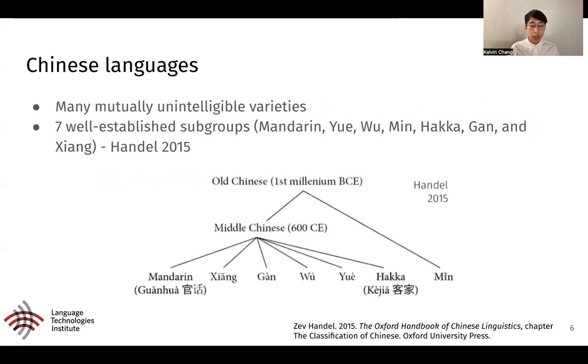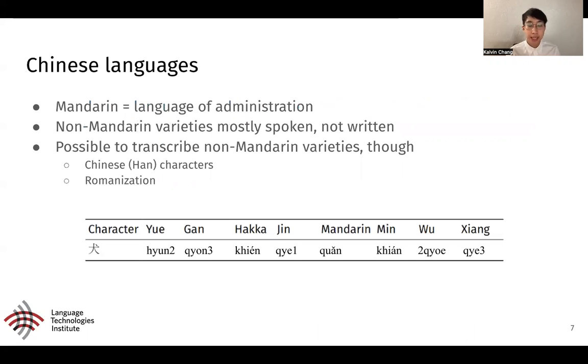To provide some context, the Chinese language family consists of many mutually unintelligible varieties, which linguists usually cluster into 7 subgroups: Mandarin, Yue, Wu, Min, Hakka, Gan, and Xiang. In most Chinese-speaking societies, Mandarin is the language of administration, leaving non-Mandarin varieties to daily conversational speech. As such, these varieties are usually not written. It is still possible to write these spoken varieties, though, with Han characters or romanization.